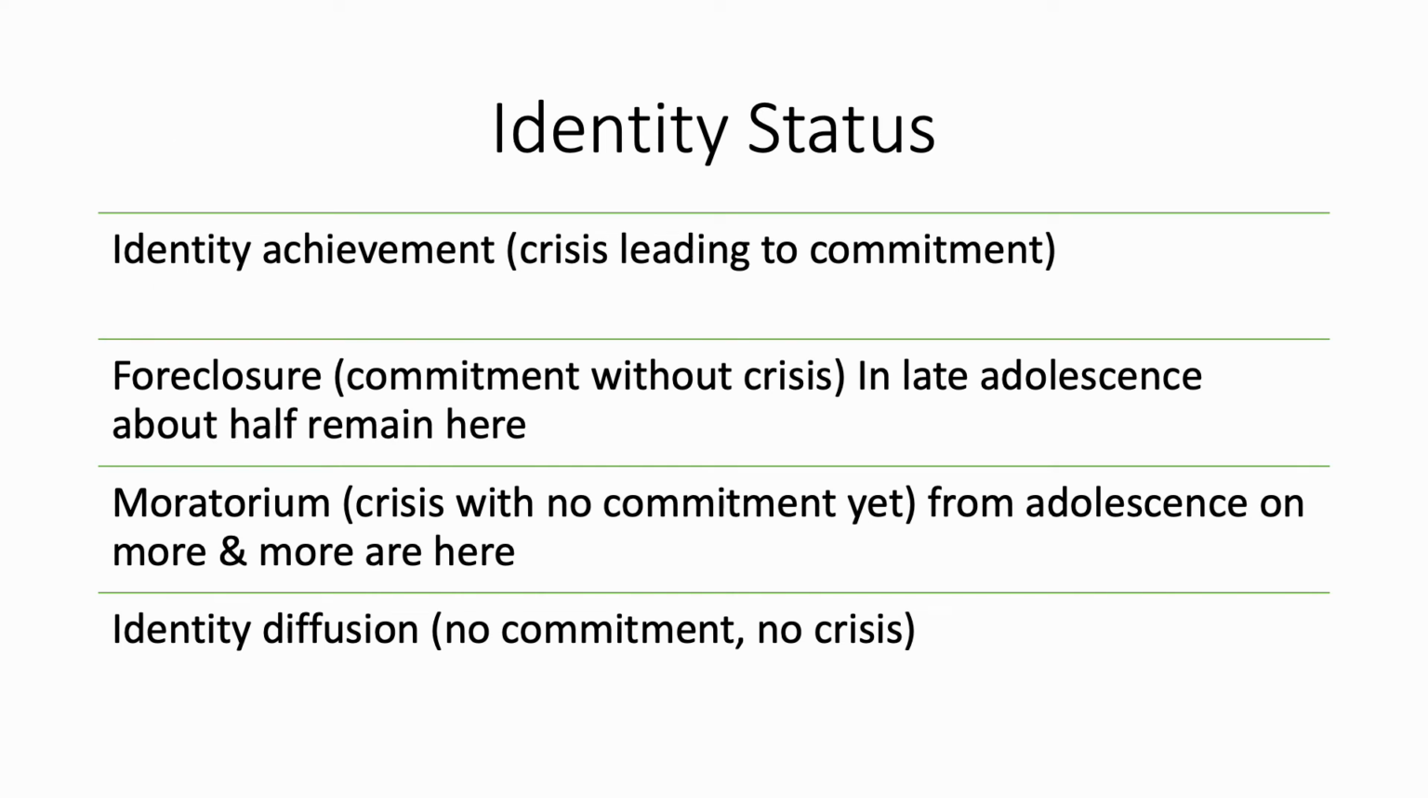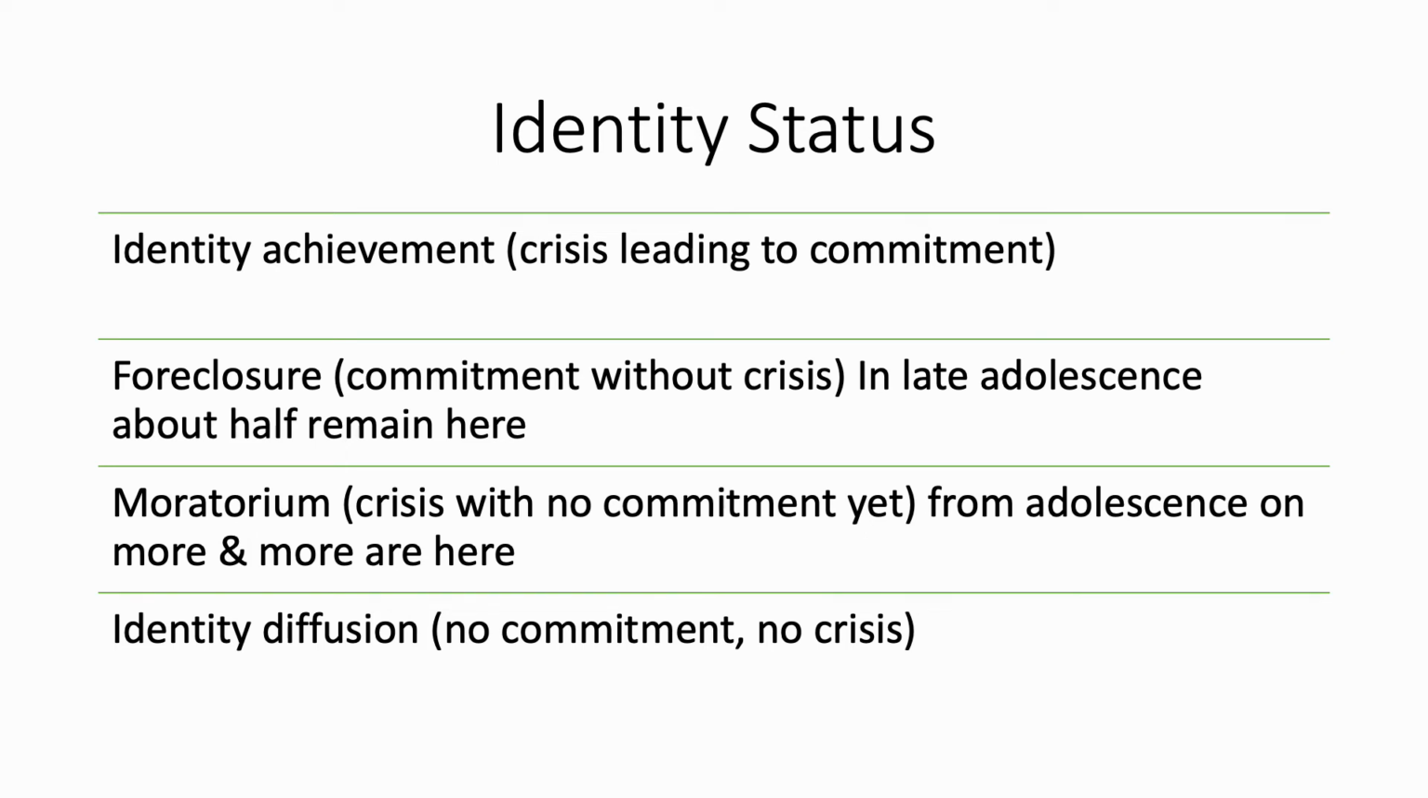Identity achievement, or crisis leading to commitment, is important. After working through an issue, the adolescent makes a commitment and is supported for that commitment, and if they are supported for that commitment, will be more socially competent. So if you work through, do you want to be a woodworker or a nurse, and you have a supportive group of family or friends, then you are more likely to be socially competent.